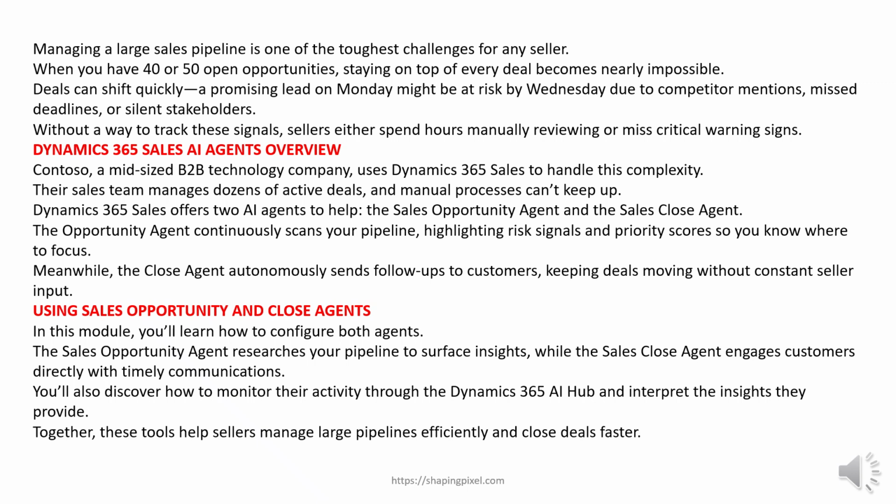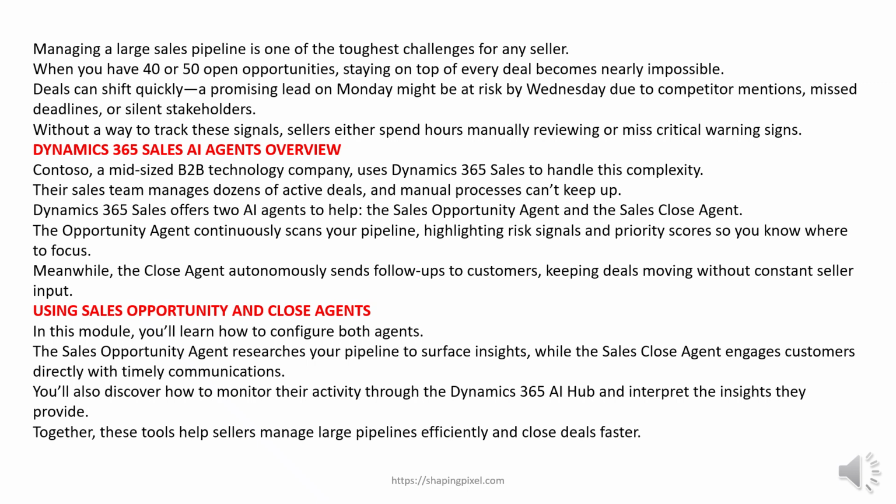Contoso, a mid-sized B2B technology company, uses Dynamics 365 Sales to handle this complexity. Their sales team manages dozens of active deals, and manual processes can't keep up. Dynamics 365 Sales offers two AI agents to help: the Sales Opportunity Agent and the Sales Close Agent. The Opportunity Agent continuously scans your pipeline, highlighting risk signals and priority scores so you know where to focus. Meanwhile, the Close Agent autonomously sends follow-ups to customers, keeping deals moving without constant seller input.